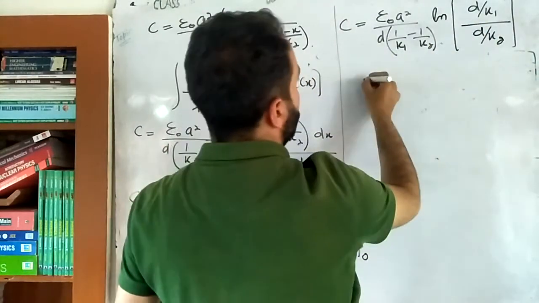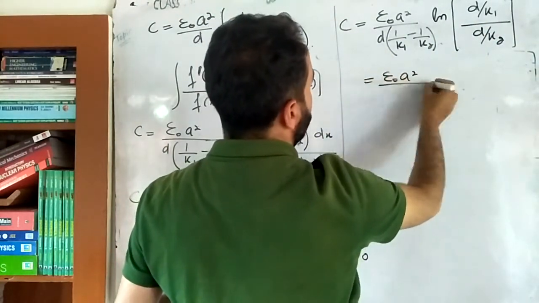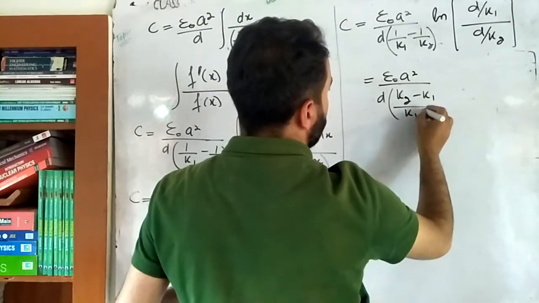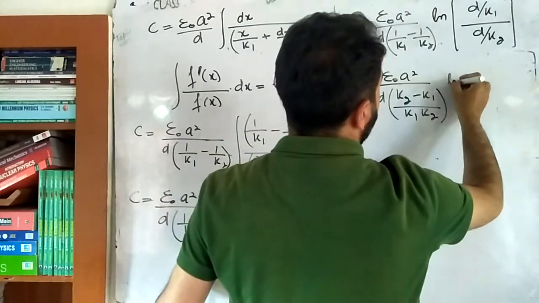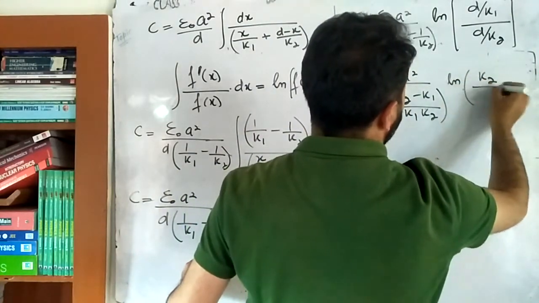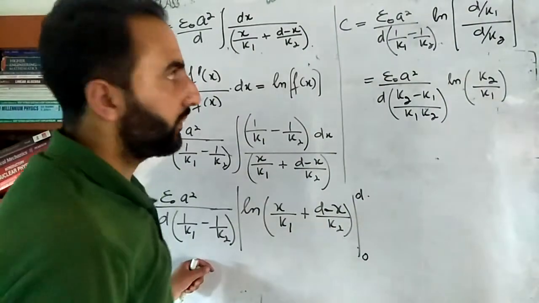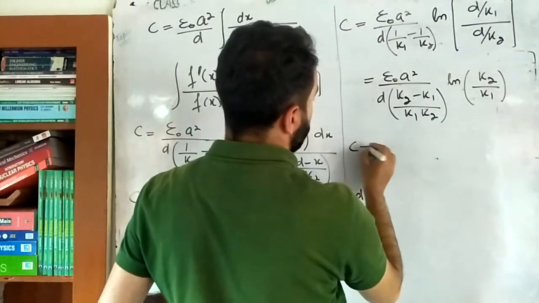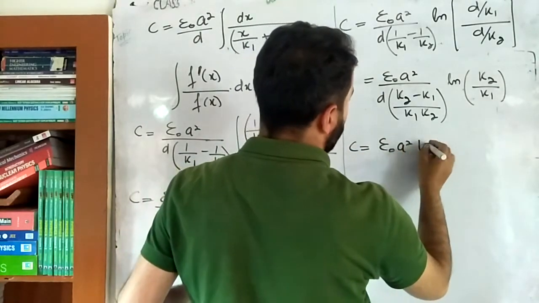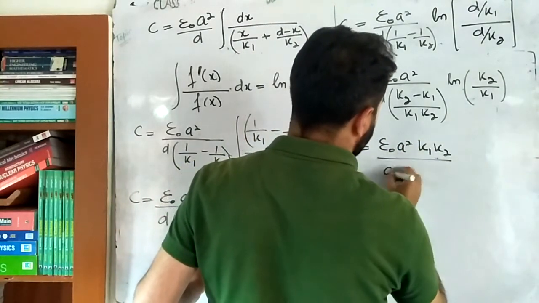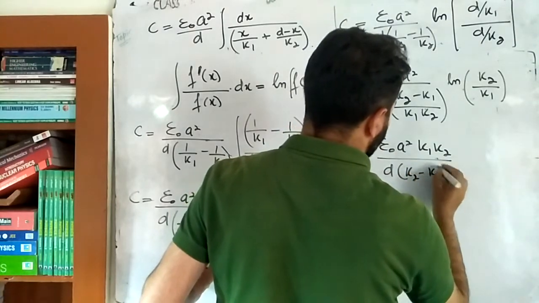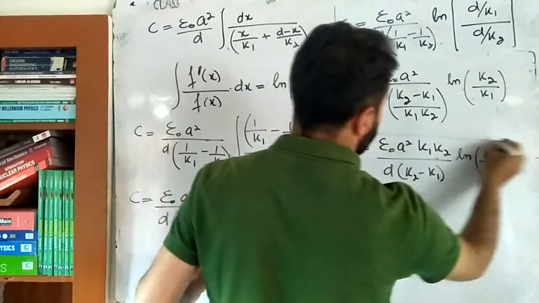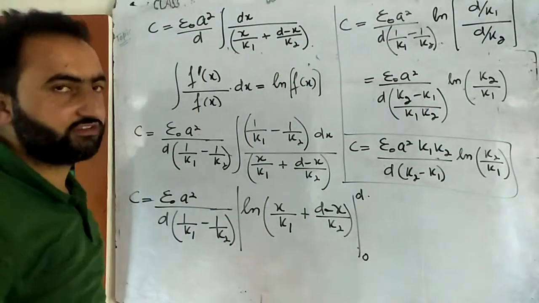Now go for the reciprocal. It will be epsilon naught A square divided by d, and here I will write (k2 - k1) divided by k1 k2. Then it will be multiplied by ln of k2 by k1, because d by k1 into k2 divided by d, so d and d will cancel. So finally we have C equal to epsilon naught multiplied by A square into k1 k2 divided by d multiplied by (k2 - k1), then ln of k2 divided by k1. So this is the equivalent capacitance, and this question has been asked in JEE 2019.